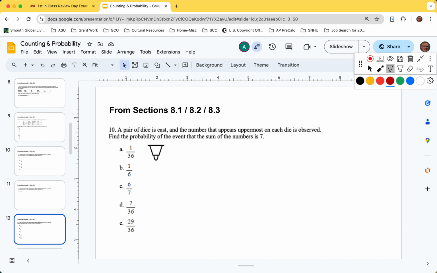Okay. So again, counting, that's what I like about probability. A pair of dice is cast. What's the probability that the sum of the numbers is 7? Very similar to what we did with 8, right? How many 7s can get rolled? 6. And you can count them: a 6 and a 1, a 2 and a 5, a 5 and a 2, a 4 and a 3. Yeah, there's 6. I lost count, but there's 6 out of 36.